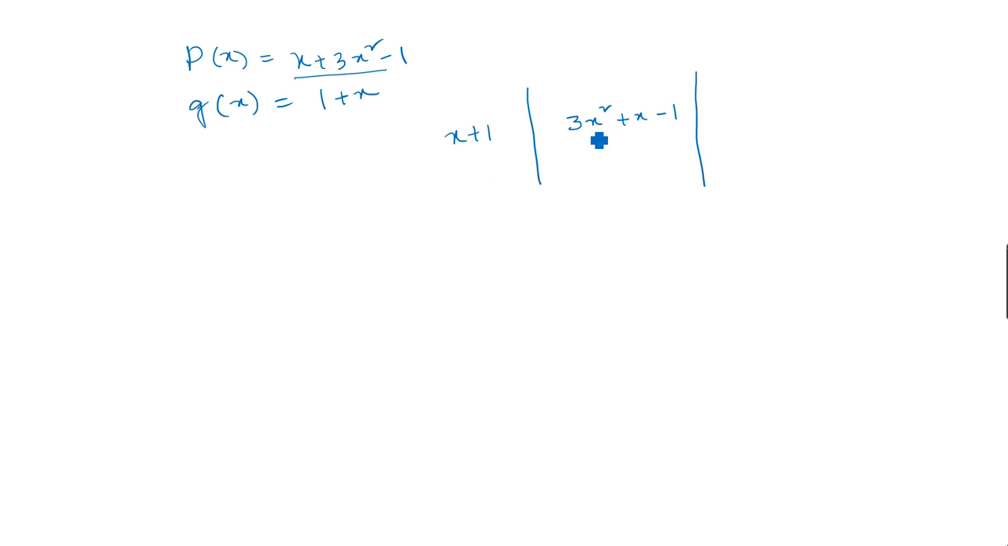Now we will divide the first term by the highest term here, that is x, and we will get 3x, right? So we put 3x here. Multiplying 3x into x plus 1, we get 3x square plus 3x, and we subtract it. We get minus 2x minus 1. See how long we can perform this.